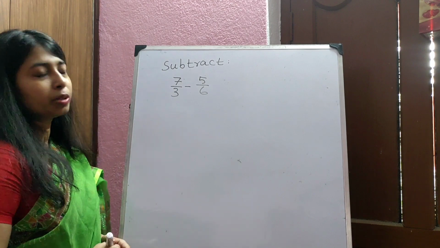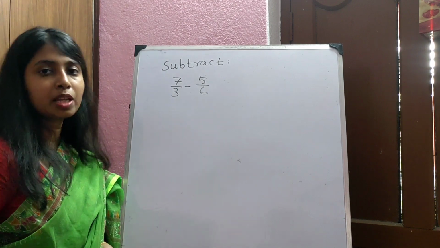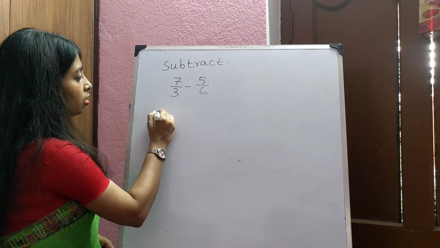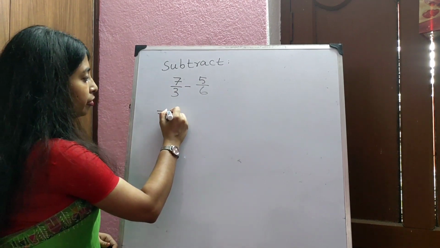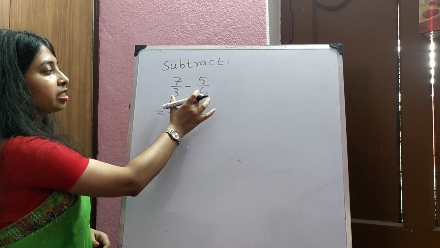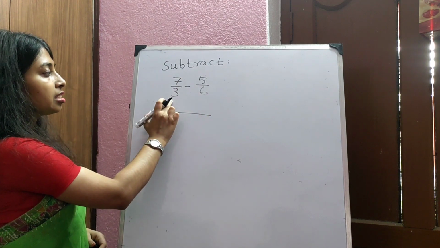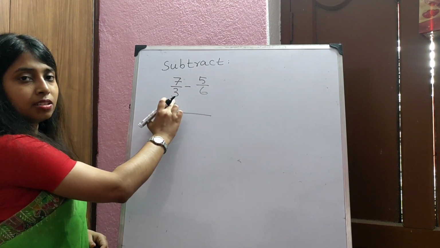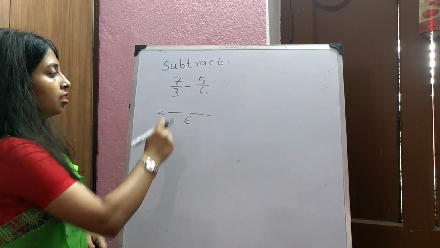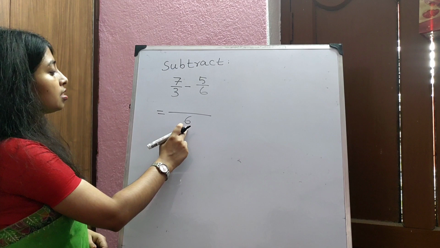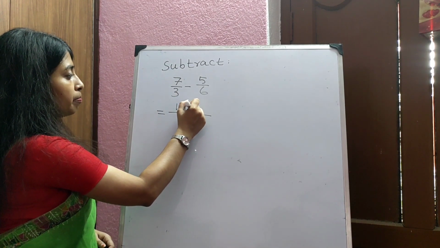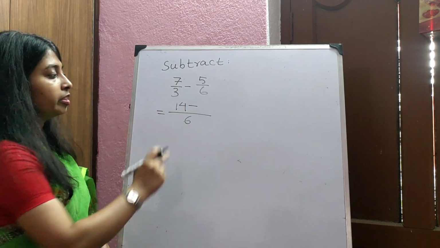Now what if you are told to subtract 2 fractional numbers? The process will be the same as addition, just instead of adding them you will subtract them. So what was the process? In the first step we will do the LCM of these denominators. Now we have only 2 numbers, the greater number is 6 and the lesser number is 3. 3 can divide 6, so the LCM will be 6. 3 into 2 is 6, so that 2 will be multiplied with 7. It will give us 14. Minus, since we are subtracting, we will put a minus.